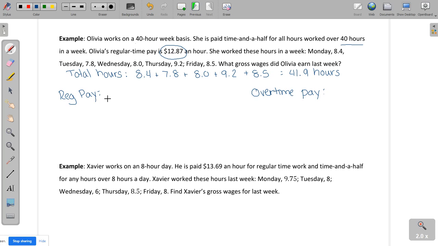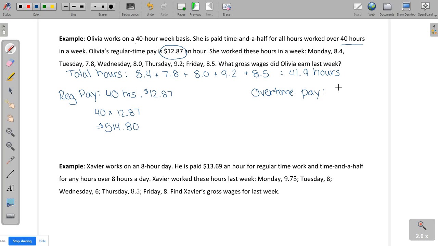And then we're going to add those two amounts together. So let's do the regular. So the regular pay, we said, was 40 hours. And she makes $12.87 per hour. So we're going to multiply that together. 40 times $12.87. And when we multiply that, we should get $514.80. So take the hours, multiply by the pay.